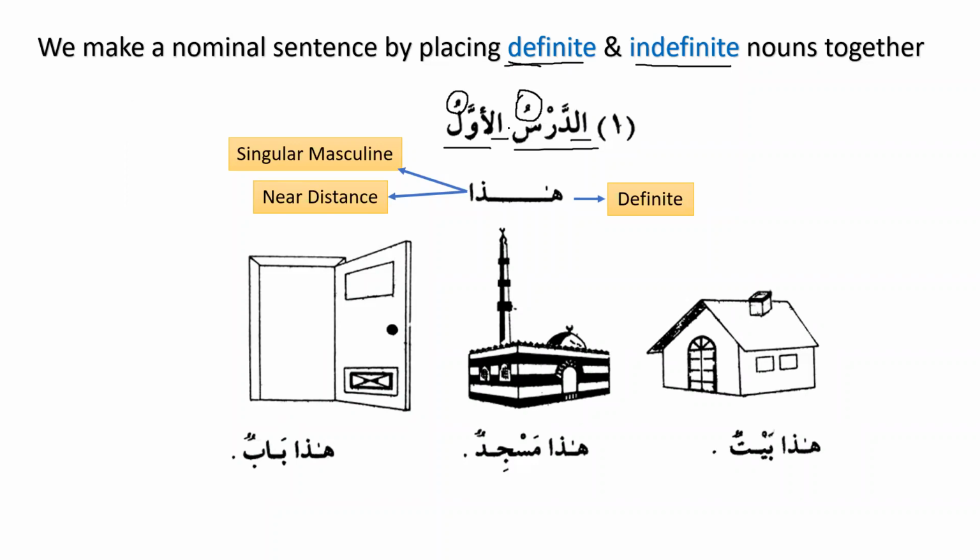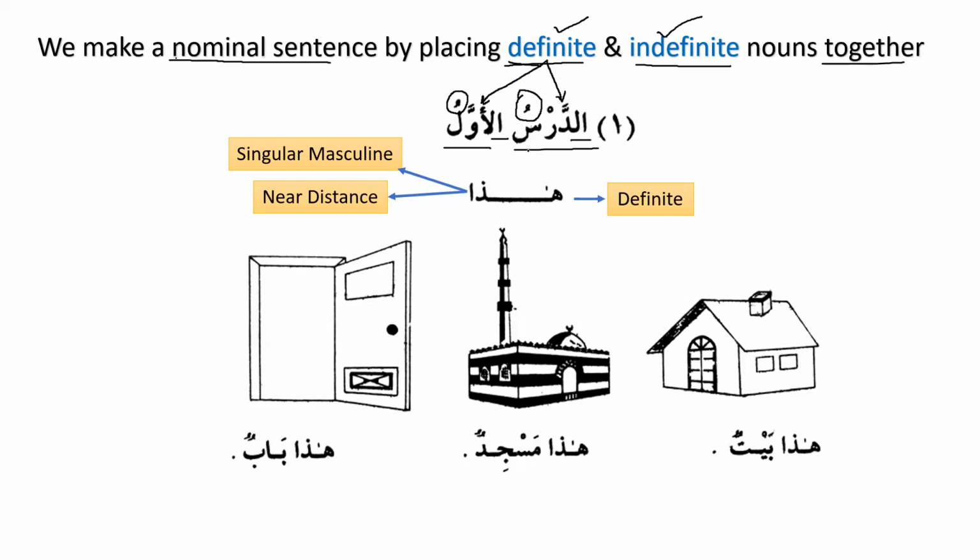So inshallah, when we proceed further, we will come to know that it's an incomplete construction. It's not a complete construction. Please read here. We make a complete nominal sentence by placing definite and indefinite nouns together. But here, both of them are definite. So the condition is not met. That's why it's not a complete sentence.